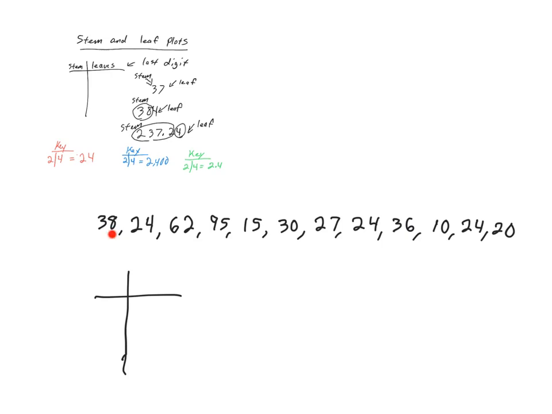So what we're going to do, we're going to look through these numbers right here, and we're going to find the smallest number on the list. And if we look, it's right here, number 10. So we're going to take that number 10, and we're going to have our stem and our leaf.